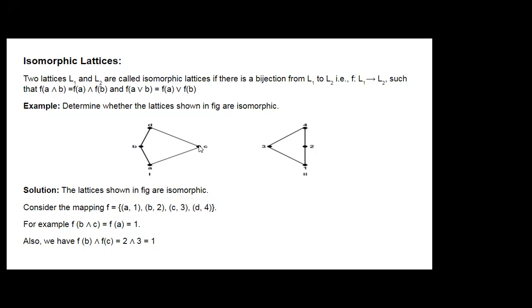f of B and f of C, we can take it as f of D also, because 2 and 3 both gather at 4 also. As they gather at 1, they gather at 4 also. So we can take 2 and 3 as 4 also. Okay, so we can say that these two lattices are isomorphic lattices. Okay, it is the example of spatial lattices.